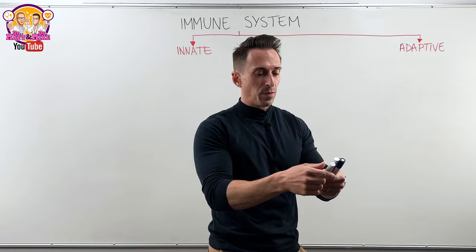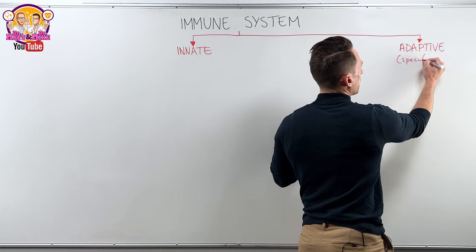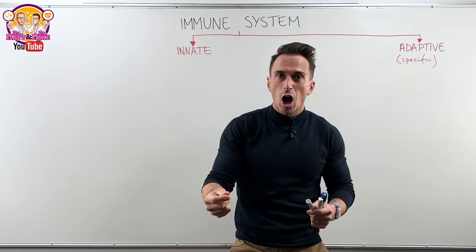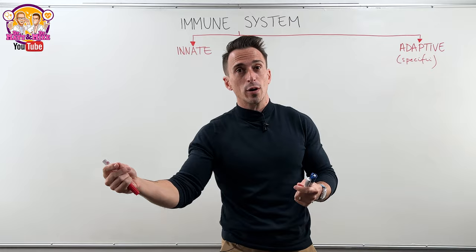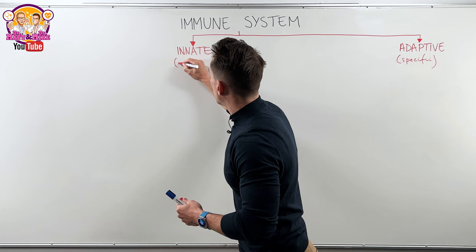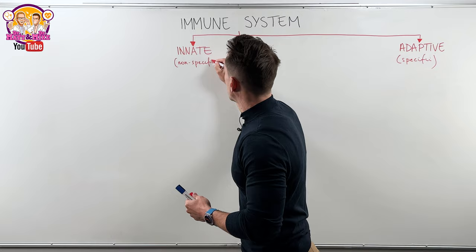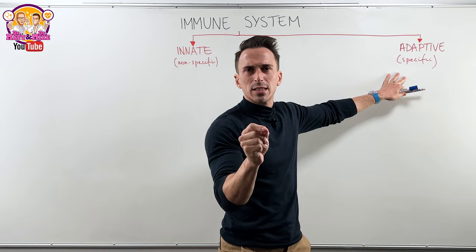So it responds specifically to what pathogen, i.e. what bacteria or virus or fungi, is targeting the body for attack. And it responds in very specific ways to target, attack, and destroy that pathogen. Now, the innate division is non-specific. It really doesn't care what is trying to attack and harm us. It will respond the same way regardless. So the adaptive side responds specifically depending on what type of pathogen is attacking us. The innate really doesn't care.